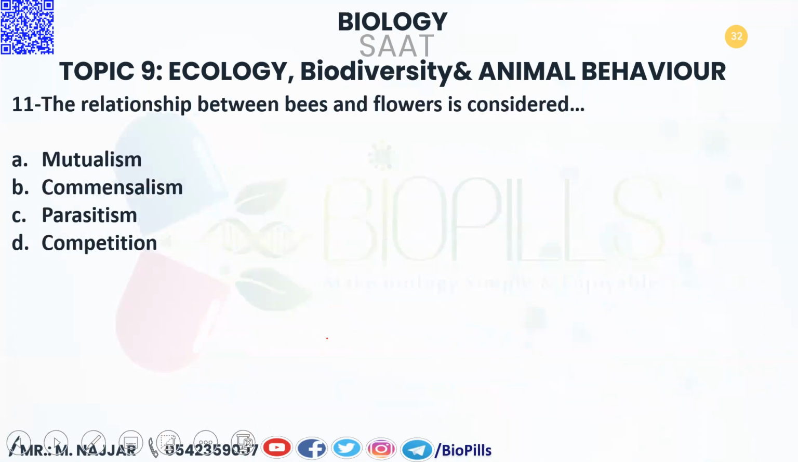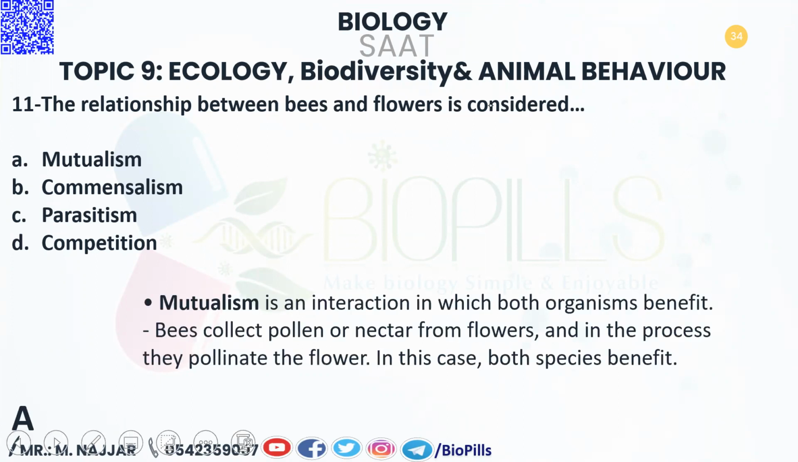Question number 11, the relationship between bees and flowers is considered A, mutualism, B, commensalism, C, parasitism, D, competition. Of course, this relationship is a benefit exchange, so it is mutualism, both of them benefiting each other. Mutualism is an interaction in which both organisms benefit. Bees collect pollen or nectar from the flower, and in that process, they pollinate the flower. In this case, both species benefit.